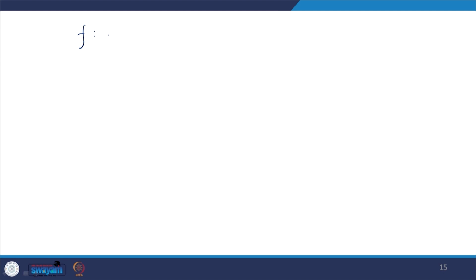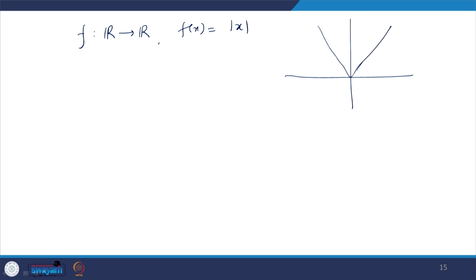So, say we have a function from R to R, and the function is given by f(x) = |x|. Suppose mod x is given to you. So, what is mod x? How can we draw mod x? Mod x is like this. Now, this function is clearly a convex function because if you take any two arbitrary points and join the chord, it is always above the curve. You take two points, one point here, one point here, join the chord, and it is either above the curve or on the curve, that means the function is a convex function. So, it is a convex function.